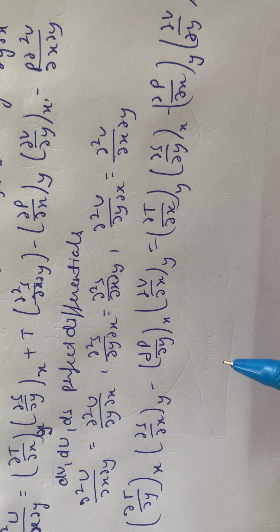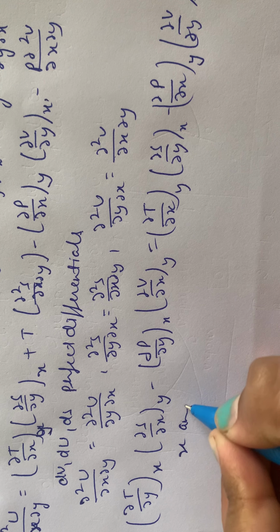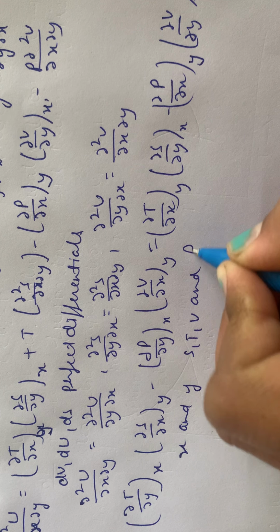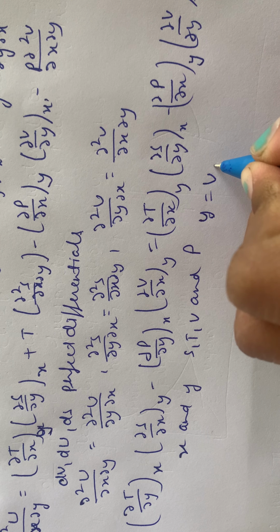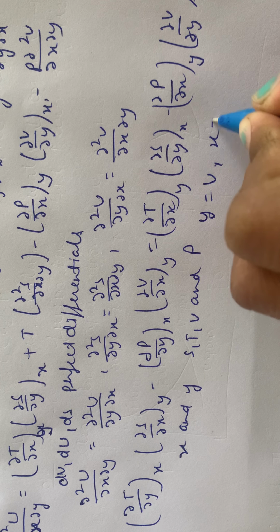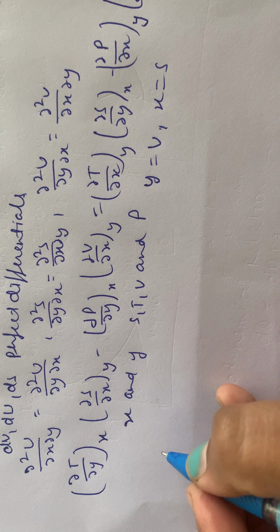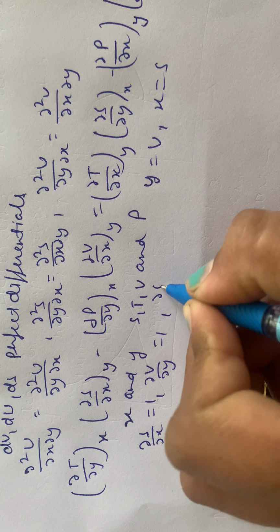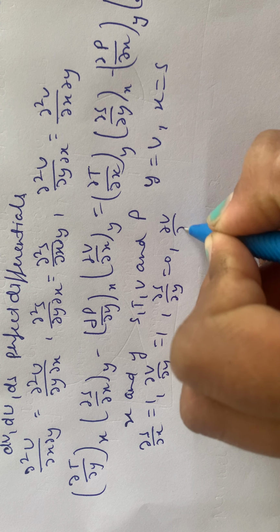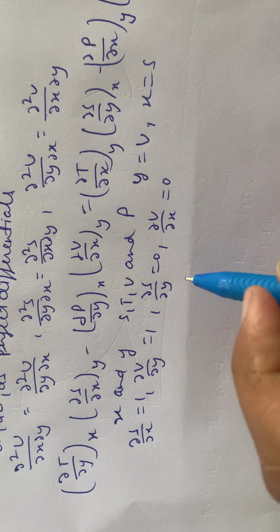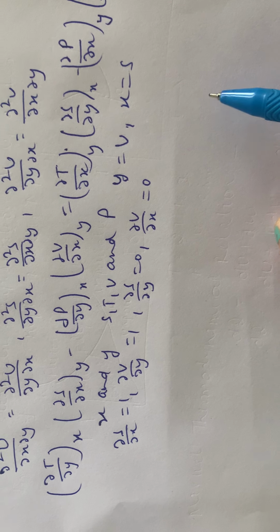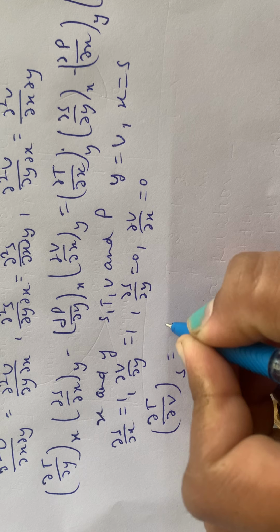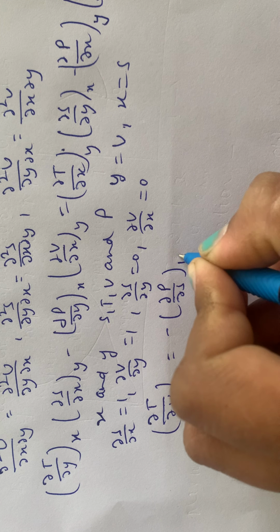Now substituting the values of X and Y out of S, T, V and P. Put Y equals V as the independent variable and X equals S. Then ∂S/∂X equals 1, ∂V/∂Y equals 1, ∂S/∂Y equals 0 and ∂V/∂X equals 0. Putting these values in this equation, we have ∂T/∂V at S equals minus ∂P/∂S at V.